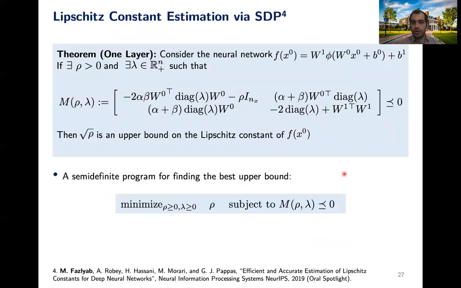So here is an illustration of the result for the specific case where we want to estimate the Lipschitz constant of neural networks using semi-definite programming. The result is stated for one layer for simplicity. We have this LMI constraint: if this linear matrix inequality is feasible for some choice of the Lagrangian multipliers and for some non-negative rho, then square root of rho is guaranteed to be an upper bound on the global Lipschitz constant of the neural network. So we can also optimize this upper bound using a semi-definite program, minimize rho subject to the linear matrix inequality.